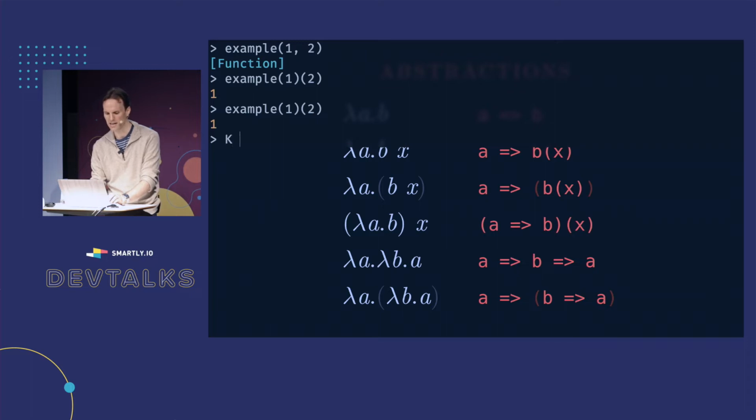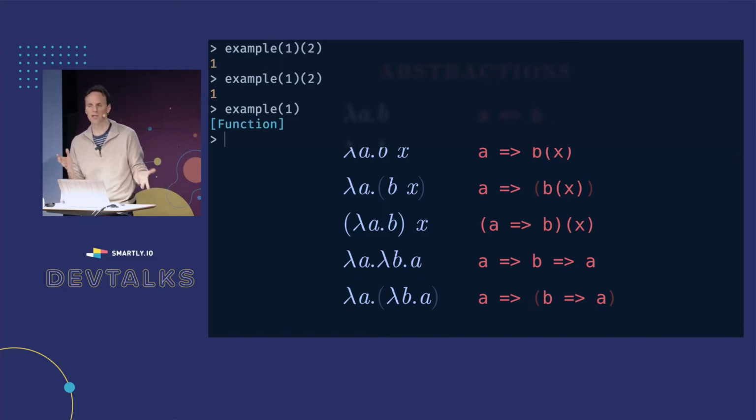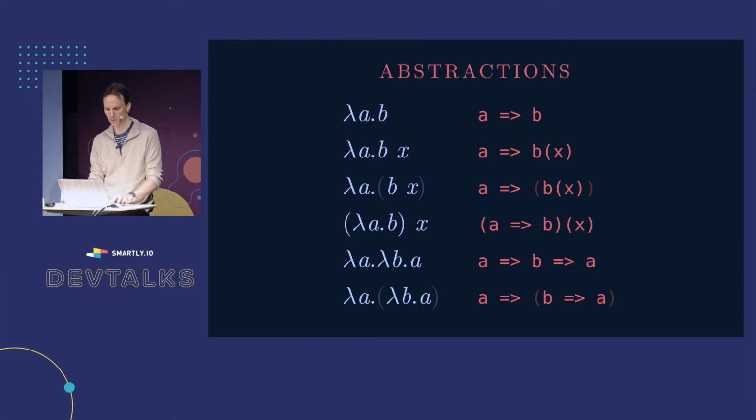Because I can actually, let's do this. You know what, I'm going to do it on the next slide. I can actually not pass in all my arguments, and I get back, instead of NaN or garbage or something, I actually get back like the next step, which can await further action.